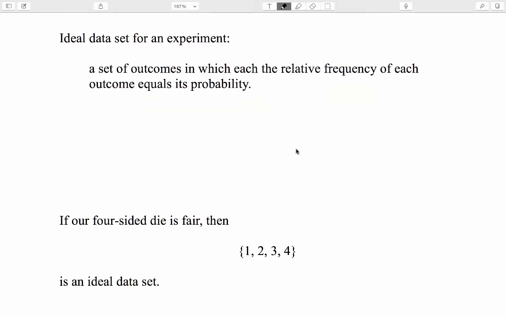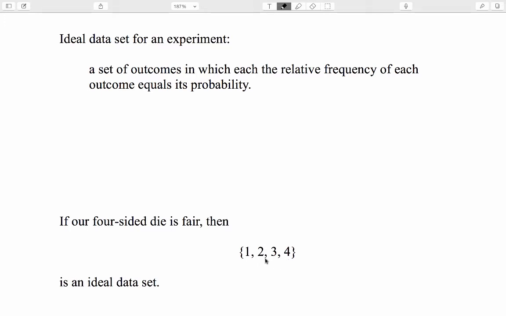Now recall that last time we introduced the notion of an ideal data set for an experiment. This is a set of outcomes in which the relative frequency of each outcome equals its probability. For each outcome, what fraction it represents of all of the outcomes in the set is the same thing as its probability, its long-term relative frequency. If our 4-sided die is fair, then 1, 2, 3, 4 is an ideal data set. That is one occurrence of each outcome.